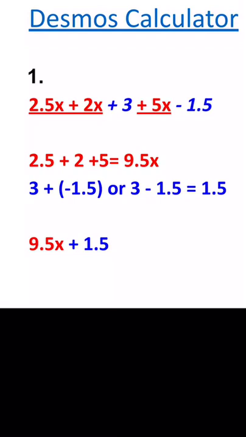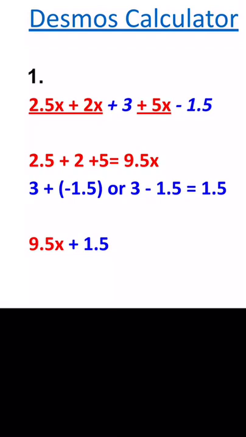Once again, the Desmos calculator link is at the top. So at any moment you need, just click it and you can go to the calculator that will help you add these things up. Then we have plus 3 and we have a negative 1.5 or minus 1.5.